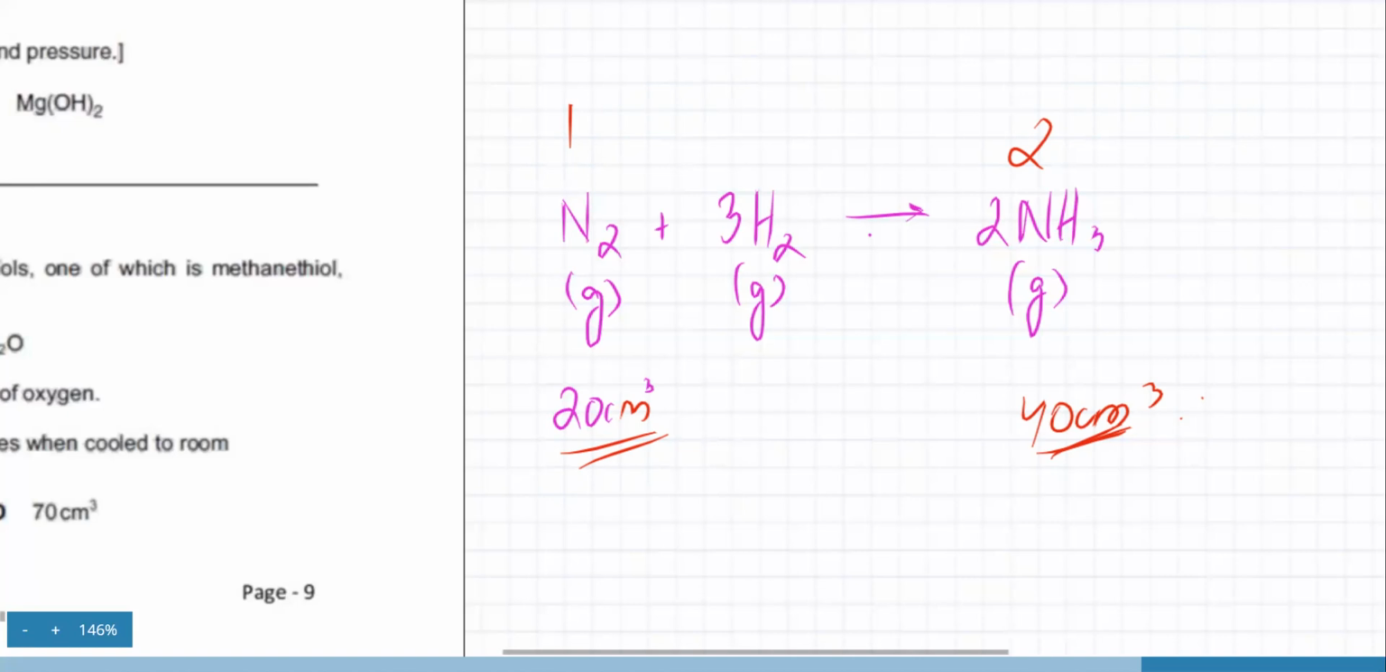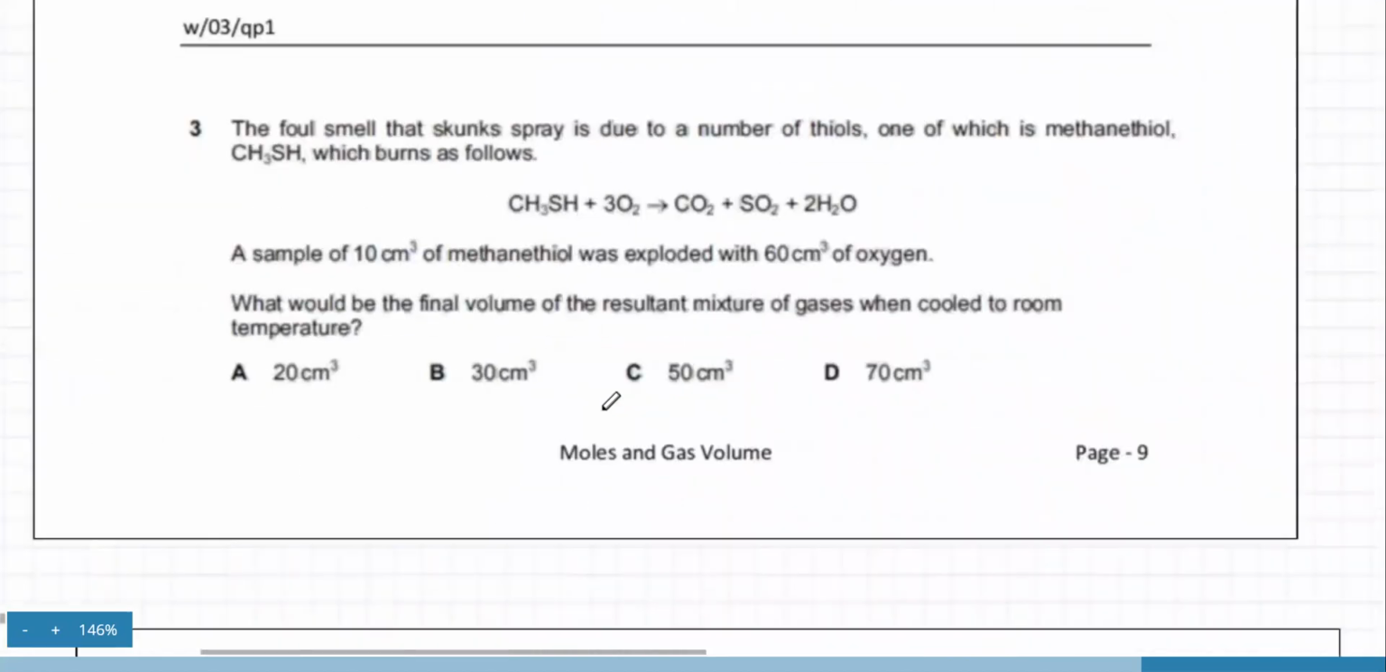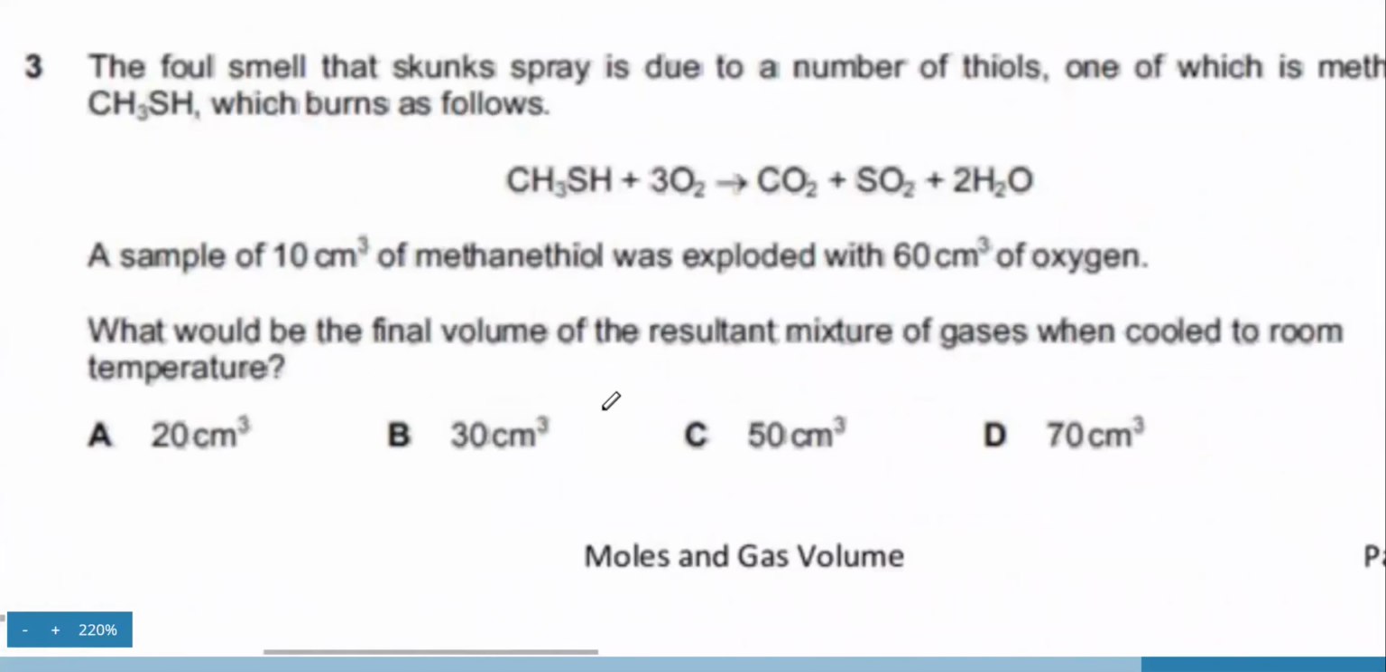So what would be the volume of H2 that's reacting in this? So would it be 60? Why 60? This is 1:3, right? Yes, you're right. It's 60, so it's going to be 60 cm cube. So remember, for gases, mole ratio and volume ratio is exactly the same. You don't have to calculate moles. You don't have to do any sort of calculation for that.